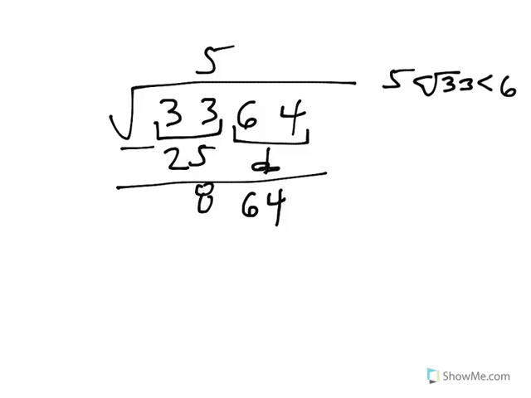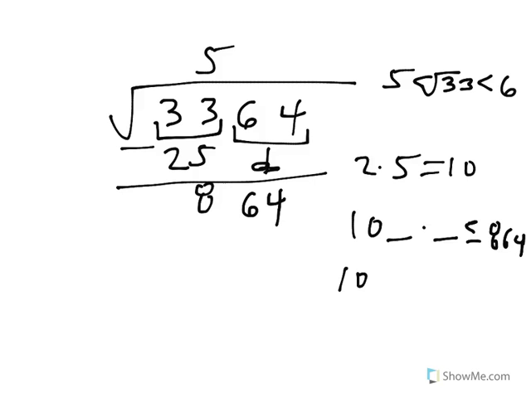Now comes a cryptic step, which will get explained why it works afterwards. To find the next digit, we take the answer so far, which is 5, we double it to get 10, and we take that 10 and say, I want to find a number so that a 10 with a number after it, in other words like 100 and something, multiplied by that same digit, needs to be as close as possible to 864.